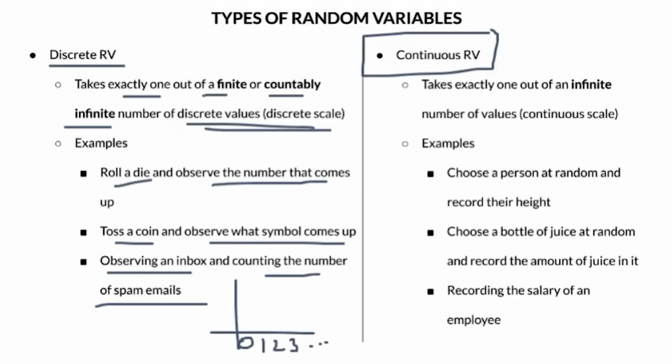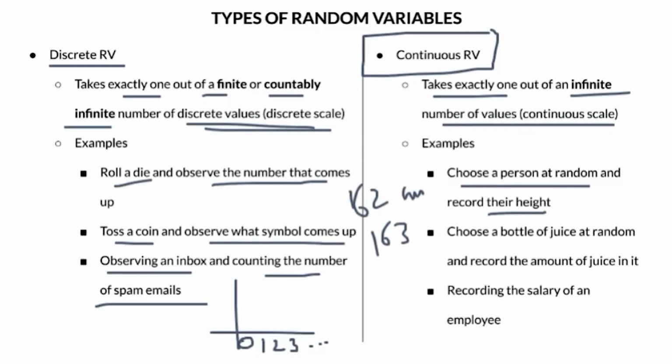This continuous random variable takes exactly one out of infinite number of values, okay, on a continuous scale. So think in terms of choosing a person at random and recording their height. So one person may have 162 centimeter height, another person may have 163 centimeter height. So does that mean that nobody has 162.5? No. Definitely there may be somebody with 162.5 centimeter height, right? Same, another example is choose a bottle of juice at random from a supermarket, record the amount of juice in it, how many milliliter, right?